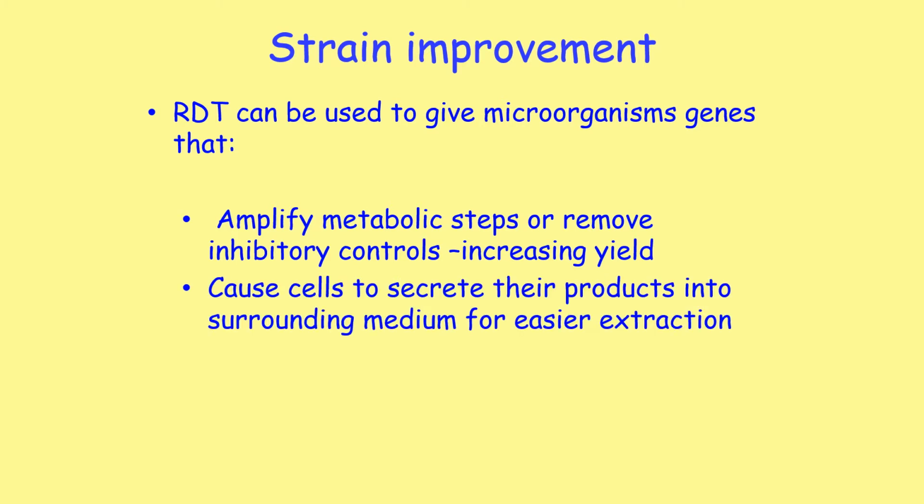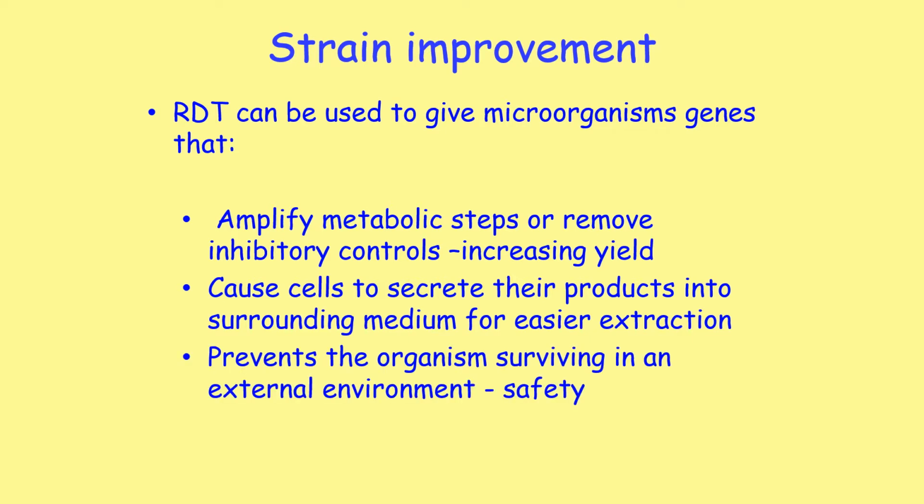It could be a gene that causes our cells to secrete their products into the surrounding medium, and that means that we can extract it easier when we're growing them in a fermenter. Or it could be a gene that prevents the organism surviving in an external environment, and we put that in the microbe for safety. So it might be dangerous for this microbe to be existing in an environment, so we put in a gene that stops that from happening.